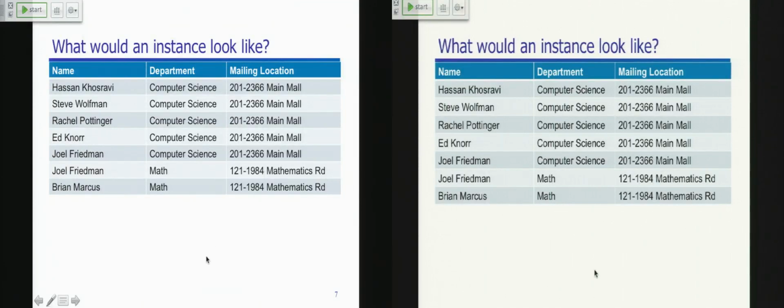Okay, so what I want you to talk about with your neighbors is, first of all, is this a good design? Is this a bad design? If it's a bad design, why is it a bad design, and how can you modify it to make it a good design? Anyone unsure about what we're doing? All right, let's start.